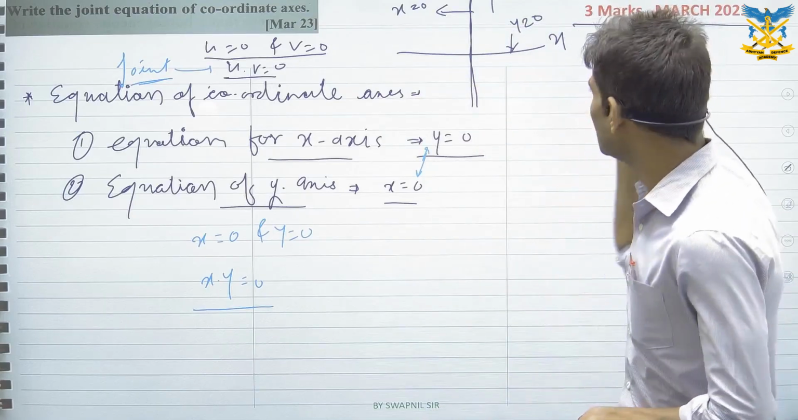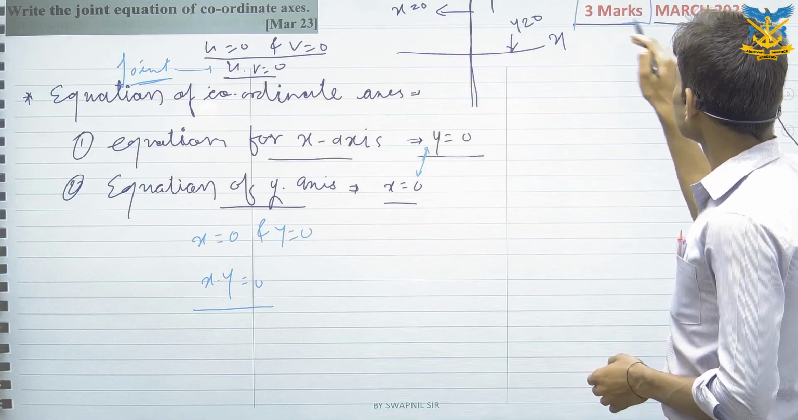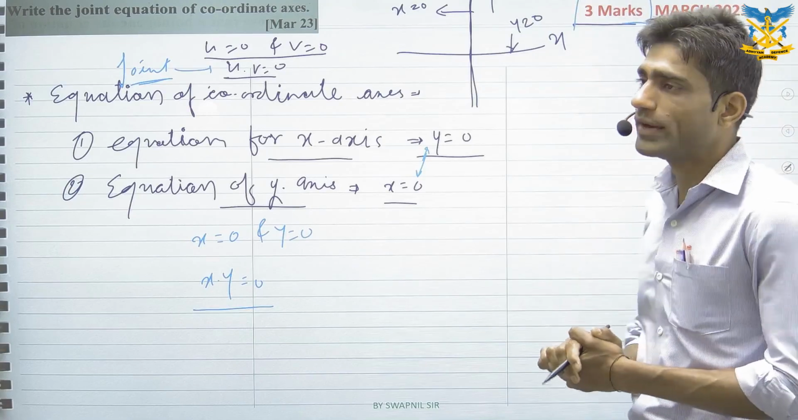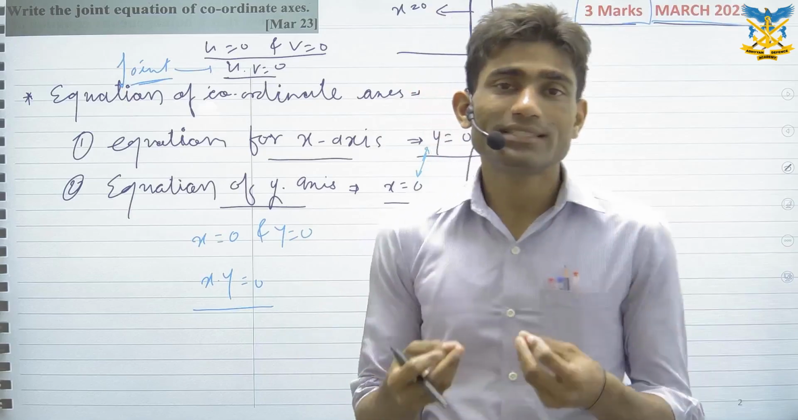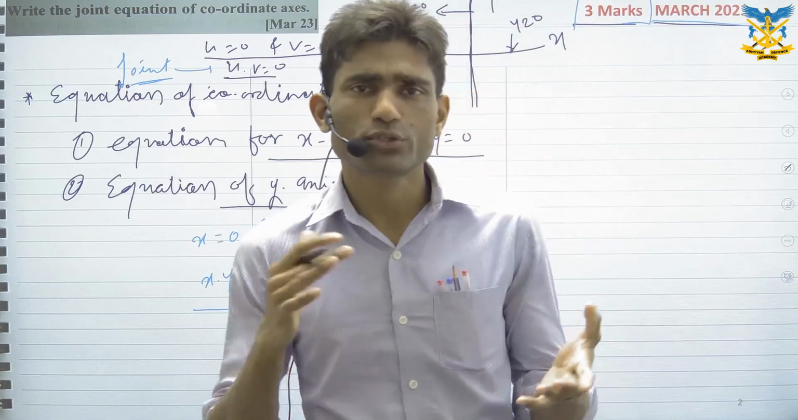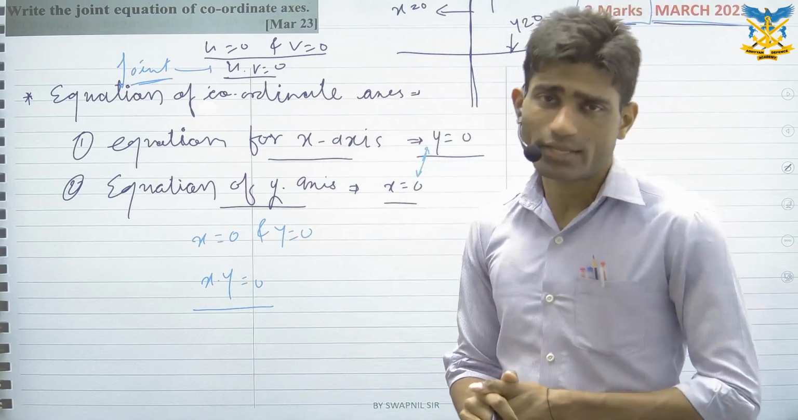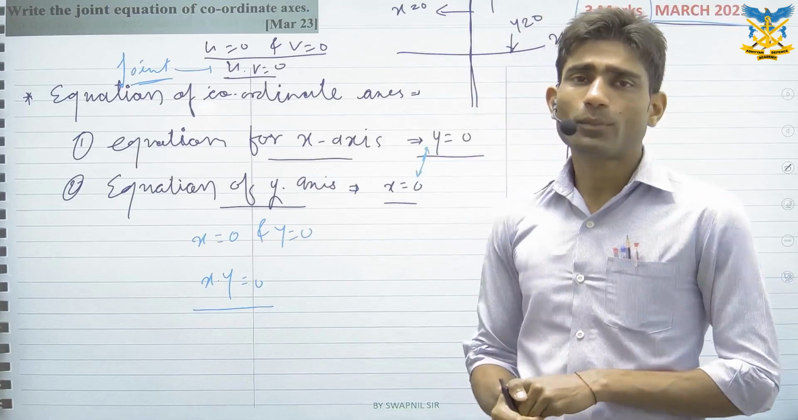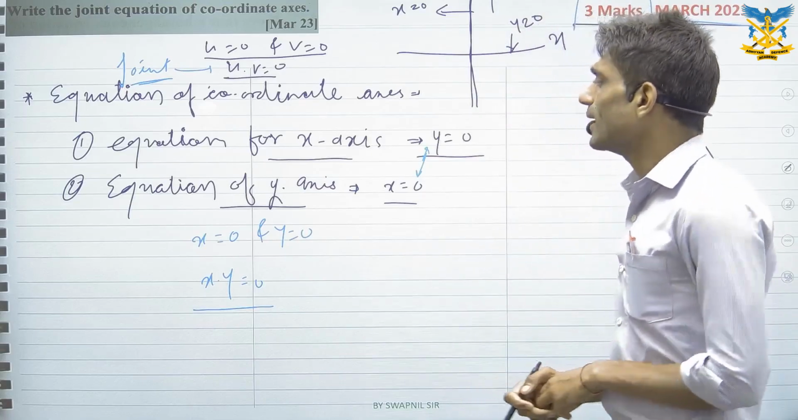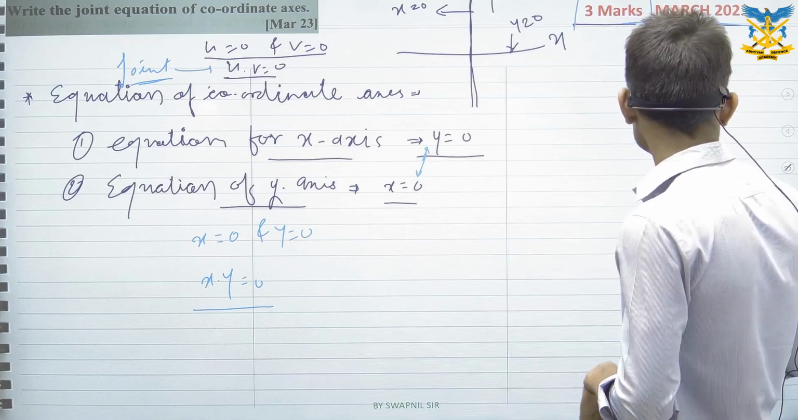Now see that this question was asked for 3 marks in the March 2023 board exam. Nothing more is there; you just need to understand the equations of the x-axis and y-axis, and the definitions of the joint equation of lines and the separate equation of lines. So that's it for the solution of this question.